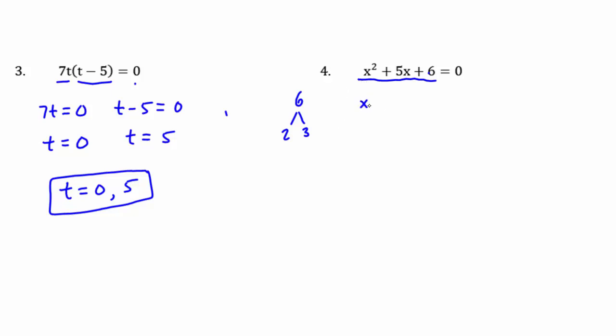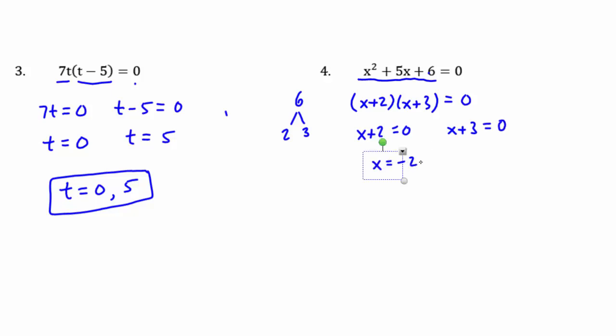So this is x plus 2 times x plus 3 is equal to 0. So therefore this x plus 2 could be 0, or the x plus 3 can be 0 as well. So either we have x equals negative 2 or x equals negative 3 as our two answers in here.